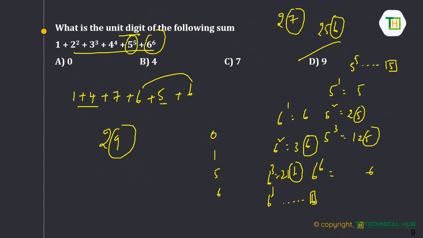2, 3, 7 and 8 follow a particular pattern, but here 2 square is given, 3 cube is given. So you directly have to calculate those values. Suppose 2 to the power of 72 and 3 to the power of 33, like that values are there.